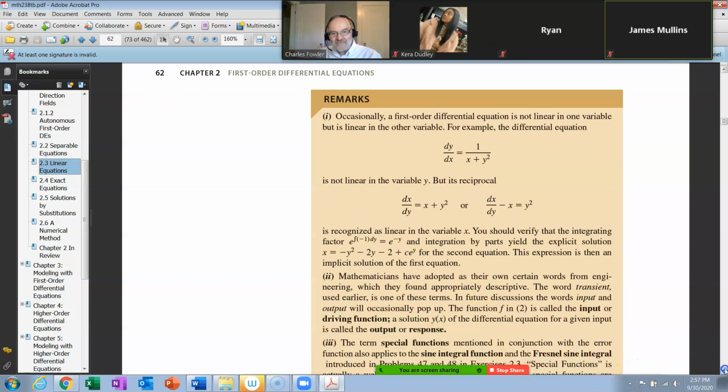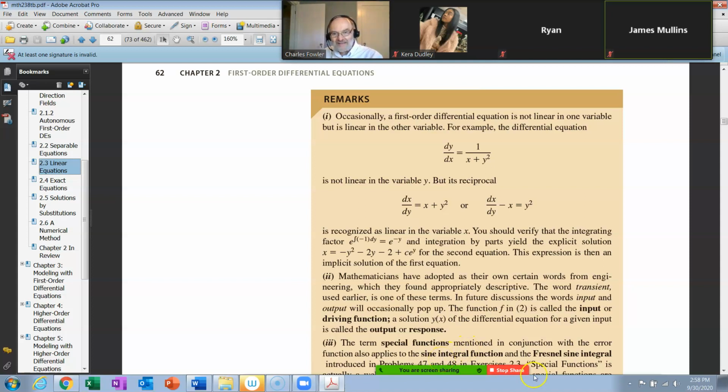And part of that other stuff is mathematicians have adopted as their own certain words from engineering, and sometimes they agree and sometimes maybe not quite so much. The term transient, used earlier, is one of those terms, okay? E to the minus y squared, minus y would be a transient term. E to the y would not be a transient term. That explodes for large values of y. So this one doesn't have one of those.